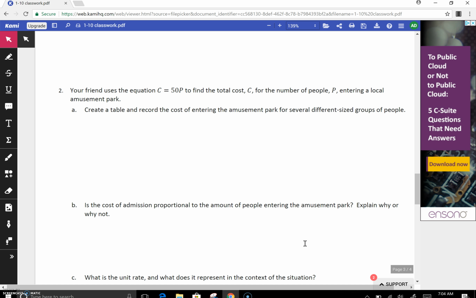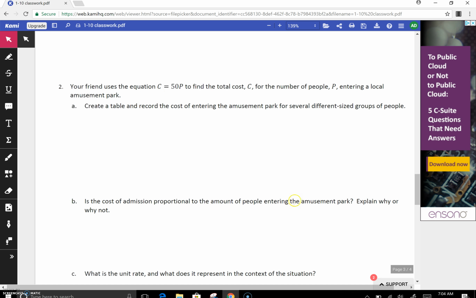So it says create a table. So in your table, you're going to have cost, and you're going to have people. Where are you going to get the numbers from? You're going to make them up. So you can have a small number of people entering the park. You could have a large number of people. Let's make sure your table has about 3 columns in it. It says different sized groups, so make sure you pick some different ones.